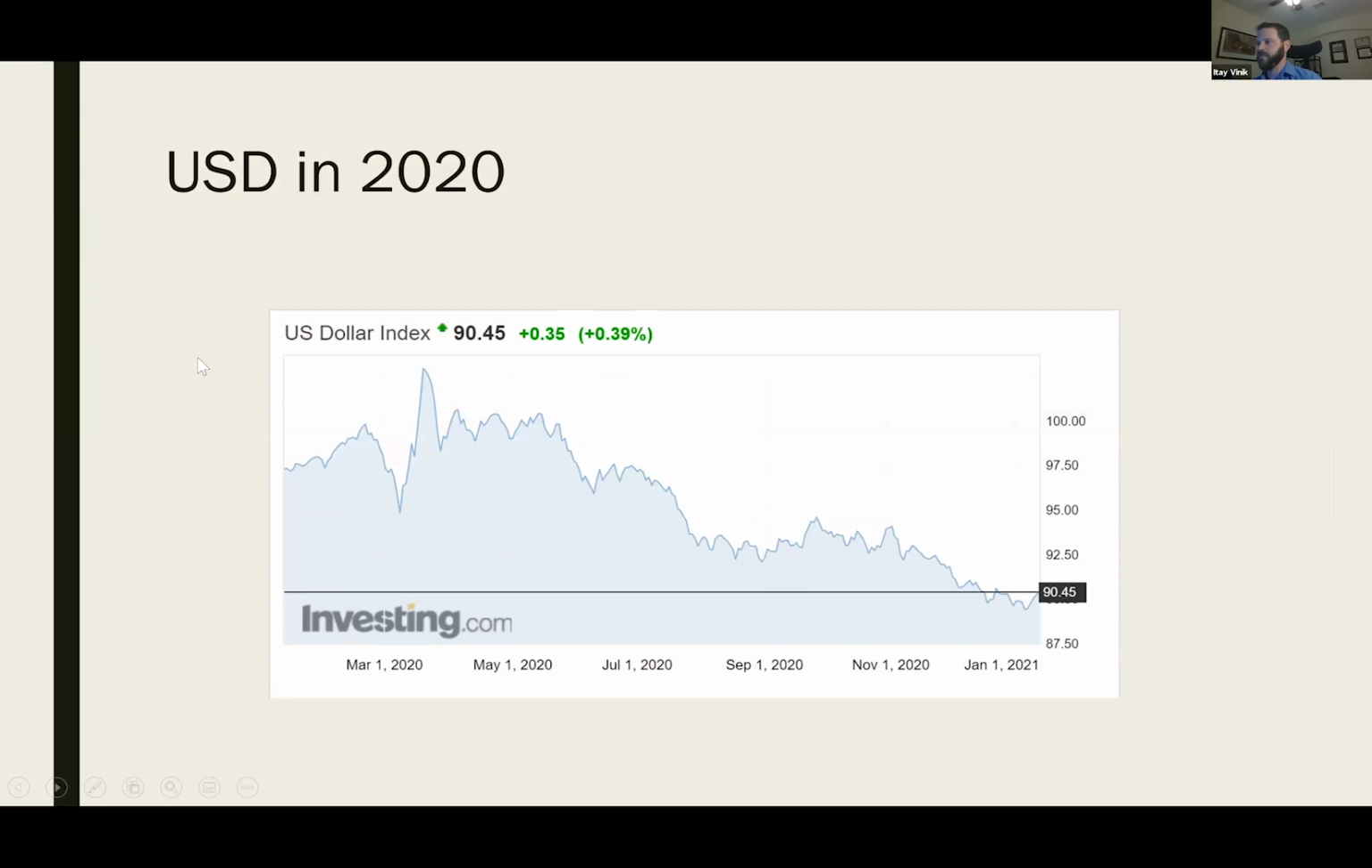And again, here's the performance of the dollar in 2020. We have this massive move up with the global margin call, and then a steady decline since.